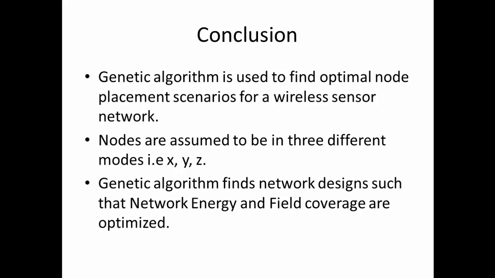To conclude, we have used genetic algorithm for this project to find optimal node placement scenarios for wireless sensor networks. We have assumed that our nodes are in three different modes: the X nodes, Y nodes, and Z nodes. And we give the layout of all these nodes as input to the genetic algorithm, and the genetic algorithm comes up with network designs in such a way that network energy and field coverage are optimized.